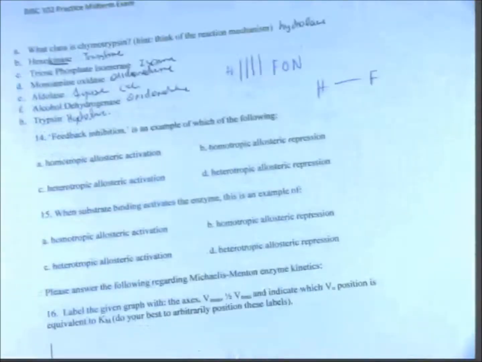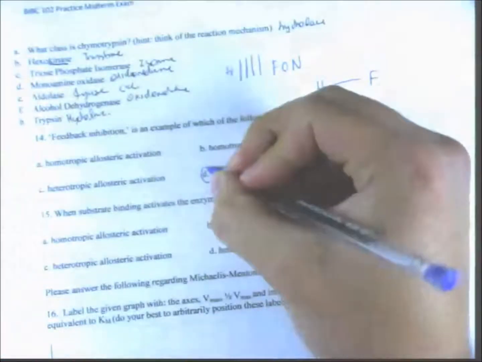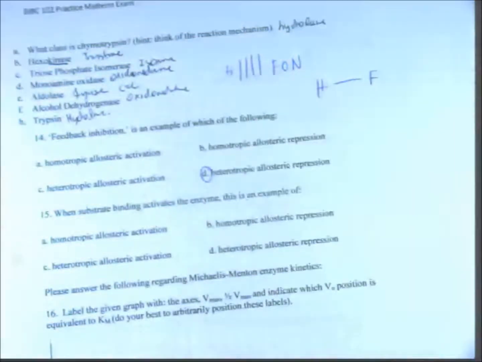Feedback inhibition is an example of which of the following? D or B? D. Okay, D. Let's go over what this means.